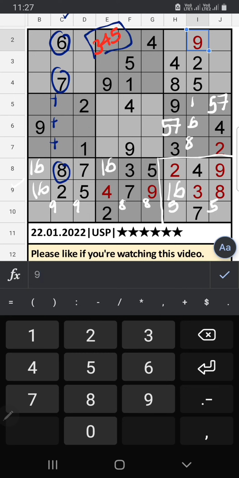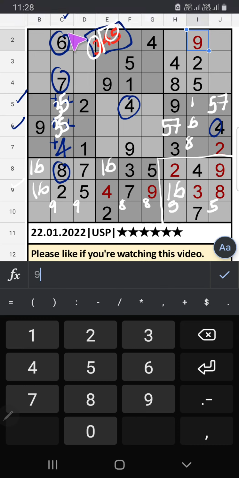Then only 3 numbers are remaining: 3, 4, 5. In the 5th row and 6th row we have 4, so 4 can't come in these cells. Then 4 is confirmed here. Then only 2 numbers are remaining, 3 and 5. It will come in any one of these cells. We will confirm later.